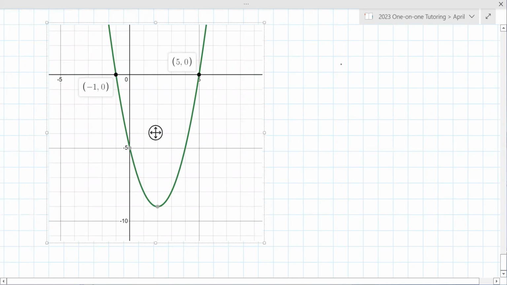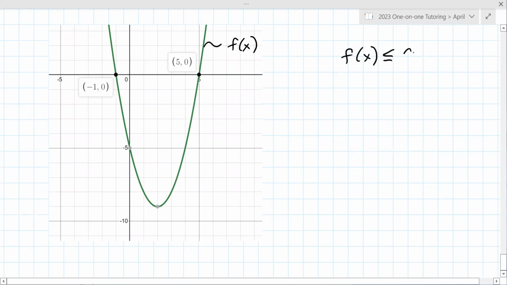Again, for simplicity here, I'm going to call this f of x this time. Where is f of x less than or equal to 0? We want this in interval notation. Where is it below the x-axis?